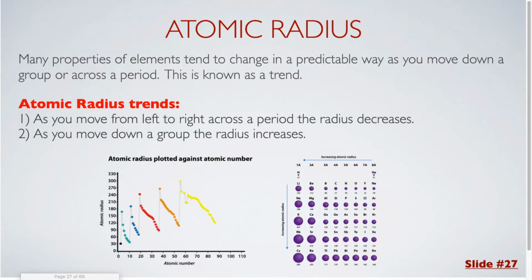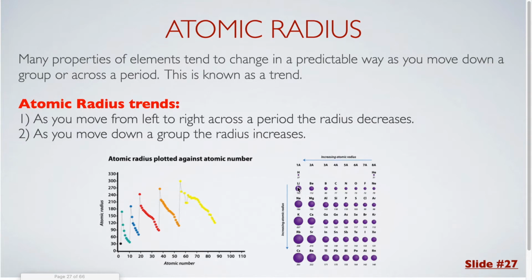Many properties of elements tend to change in a predictable way as you move down a group or across a period. This is known as a trend, and we'll be looking at a number of trends within this unit. The atomic radius trends are as follows. As you move from left to right across a period, the radius decreases, which you can see in both the graph and this picture right here.